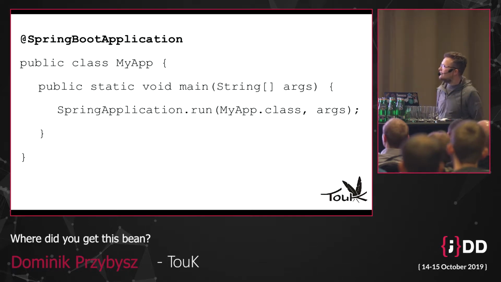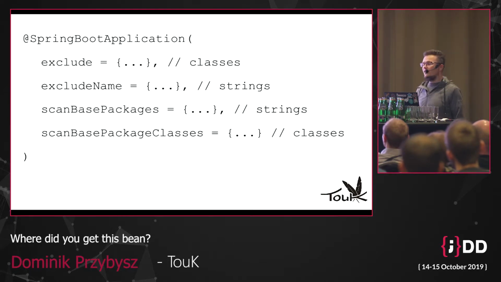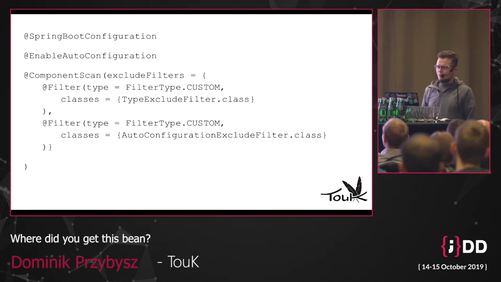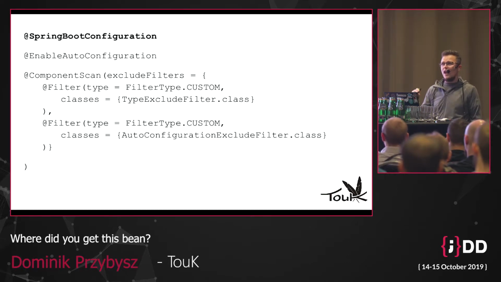If we take a look at what is in it, we'll see that it has parameters like exclude, where we don't know what will be excluded, and we have some scan packages. So it looks very similar to how component scan looks. If we go deeper, we will see that we have Spring Boot configuration. Spring Boot application is a combination of Spring Boot configuration, enable auto configuration, and component scan with some specified filters. Spring Boot configuration is just a normal configuration class, but it's specified on this Spring Boot application, and it should be only one in our application.